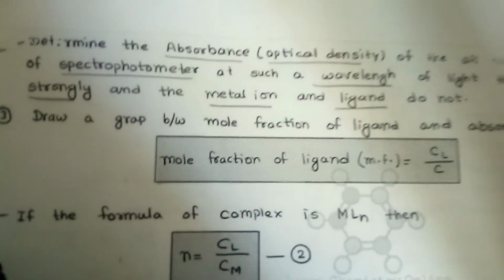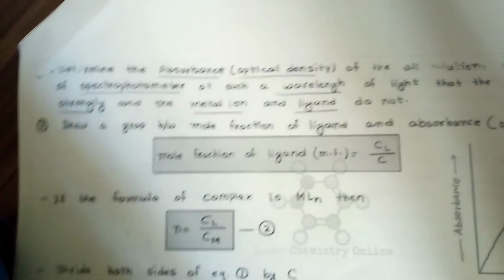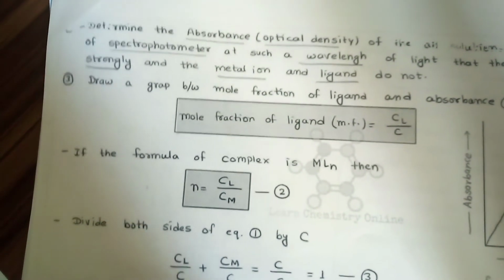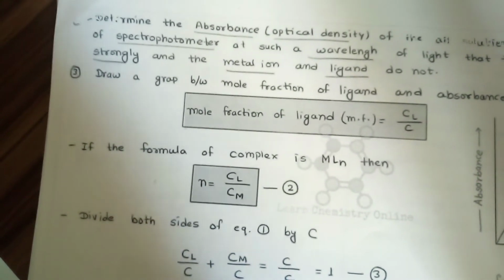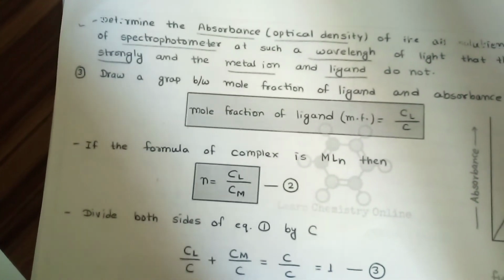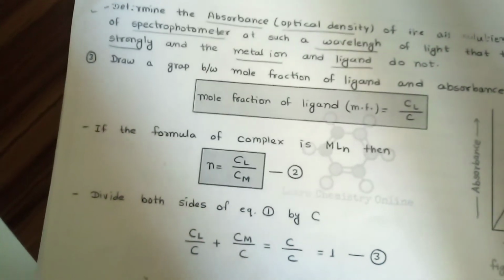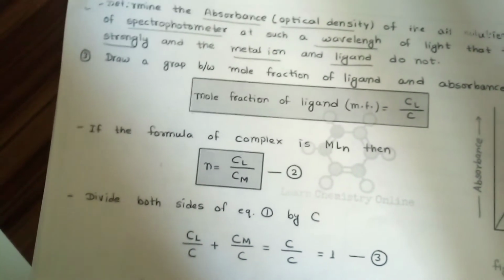Determine the absorbance, the optical density, of the solutions with the help of a spectrophotometer at a wavelength of light at which the complex absorbs strongly and the metal ion and ligand do not. Now the third point: draw a graph between the mole fraction of ligand and absorbance. The mole fraction of ligand, Mf, equals Cl upon C.